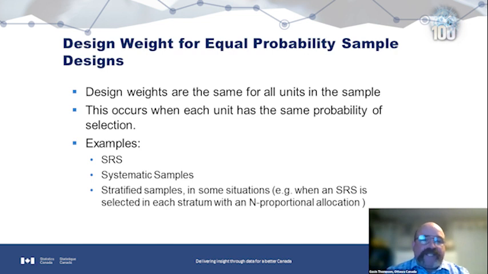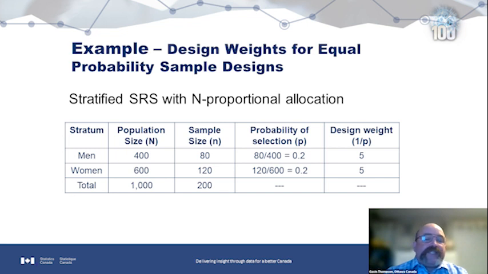Here's an example with a stratified simple random sample with n proportional allocation. We're allocating the sample proportional to the population. In this one, we have 1,000 people in our population: 400 men and 600 women. From the fourth column, the probability of selection is 0.2. So we're selecting 80 of the 400 men and 120 of the 600 women. Each of these has a design weight, which is just 1 over 0.2, which gives us 5.